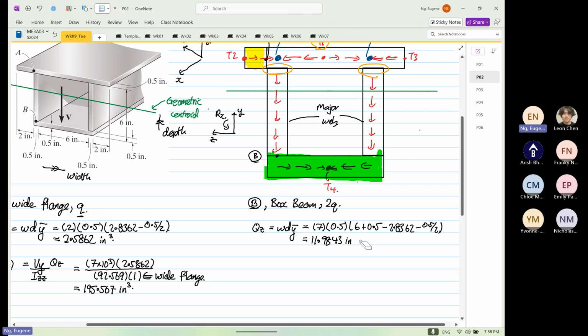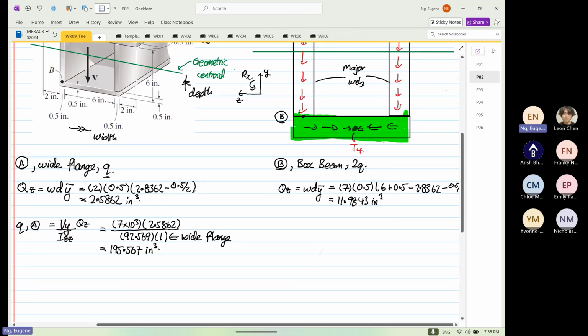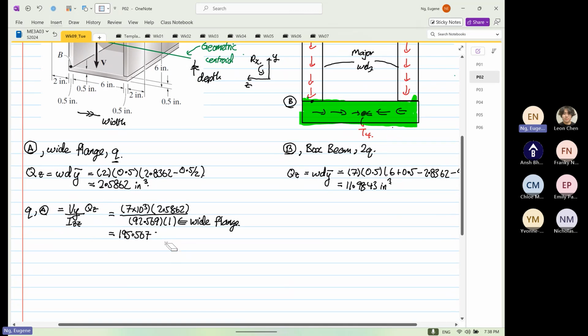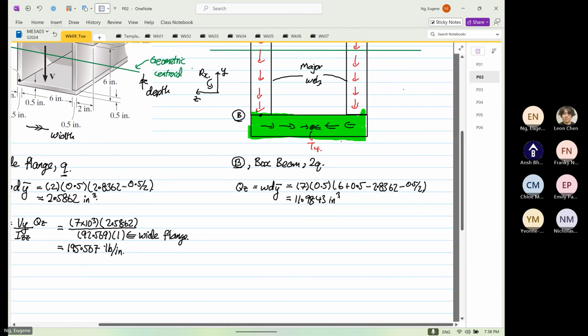Inches to power 3. And I think I have a unit error over here. This is not inches to power 3. This is pounds per inch. Okay. So let me do the calculation again.